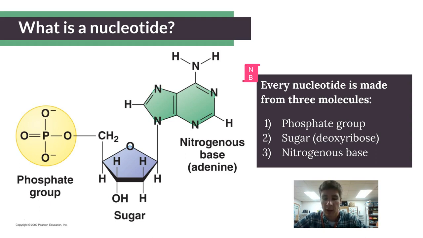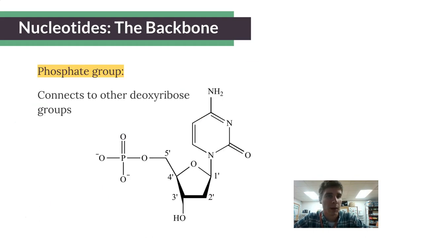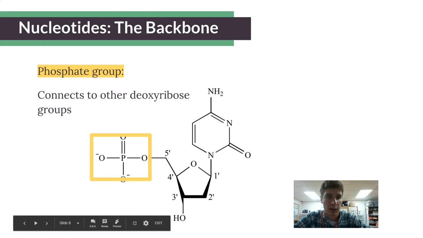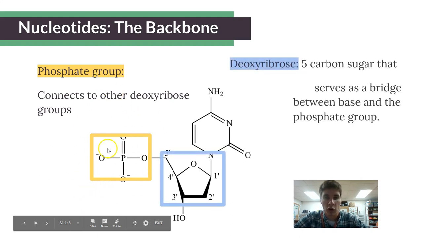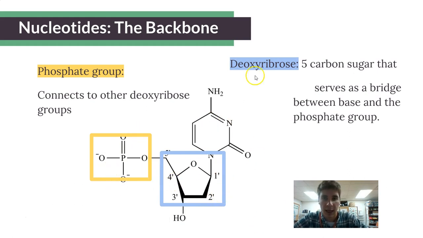Okay, let's take a look at the backbone. The backbone of our DNA is made from the phosphate group, which has this P right at the center here, and it connects to other nucleotides. That's what the phosphate is good at doing. It bridges the nucleotides. The sugar, or the deoxyribose, is going to serve as a bridge between our phosphate and the base.